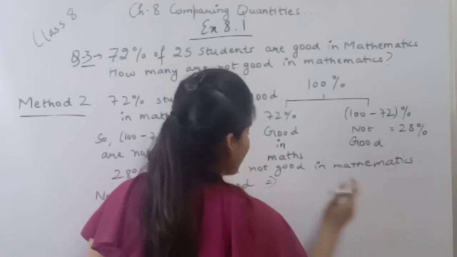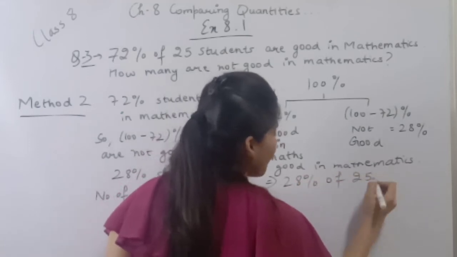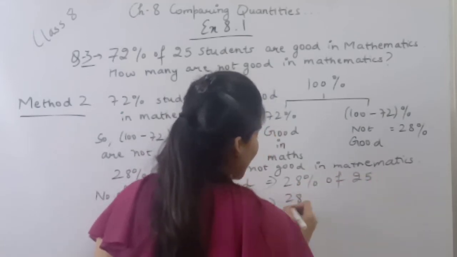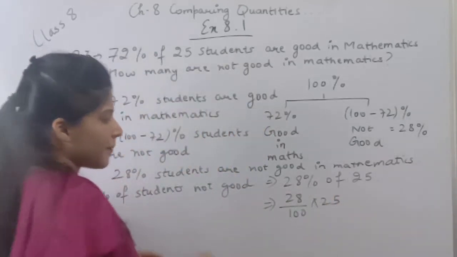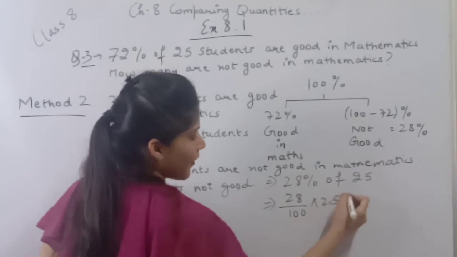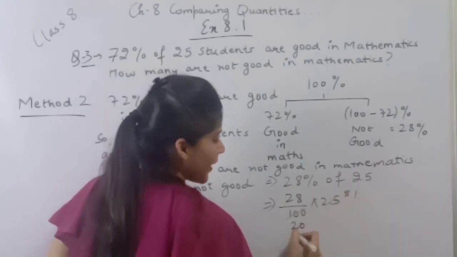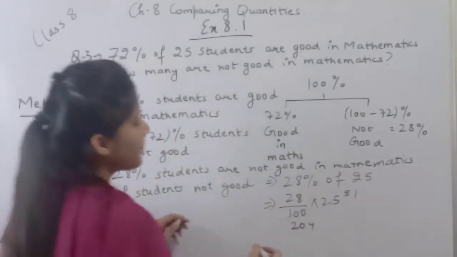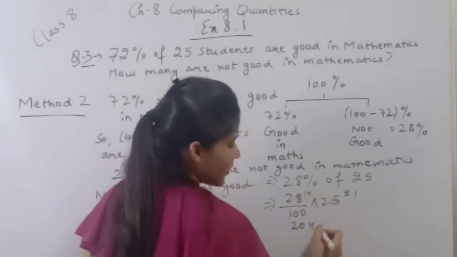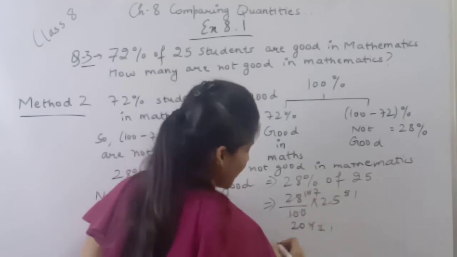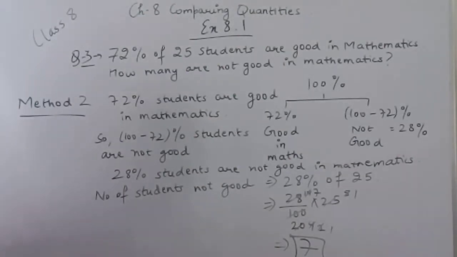How we can write? 28% of 25. So this means 28 upon 100 of 25. Okay. So now we will cut 5 5s are 25, 5 2s are 10, 0, 5 1s are 5, 5 4s are 20, and 2 2s are 4, 2 1s are 2, 2 4s are 8, 2 1s are 2, 2 7s are 14. So it means 7 students are not good in mathematics.